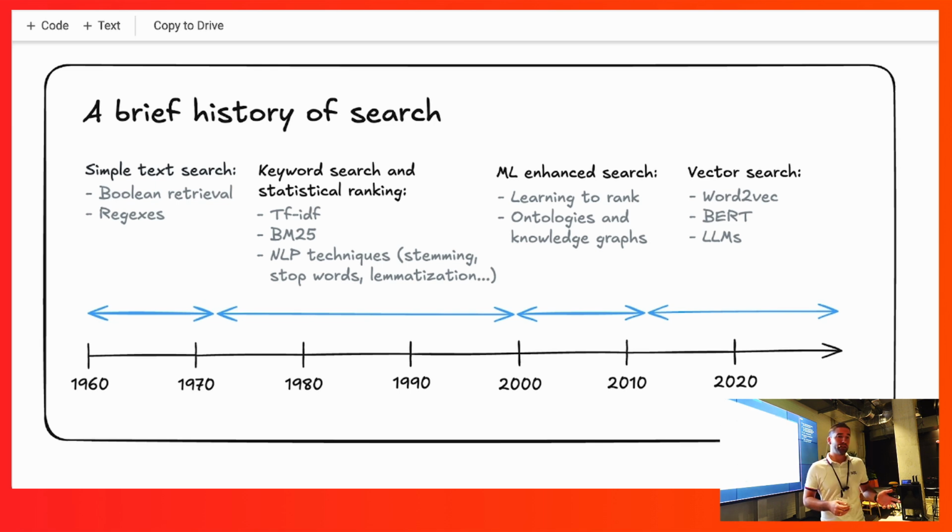But despite that, today the majority of e-commerce search systems, and not only e-commerce actually, anywhere where we have a search, it's still based on keyword and statistical ranking. So let's see how systems like that look under the hood.